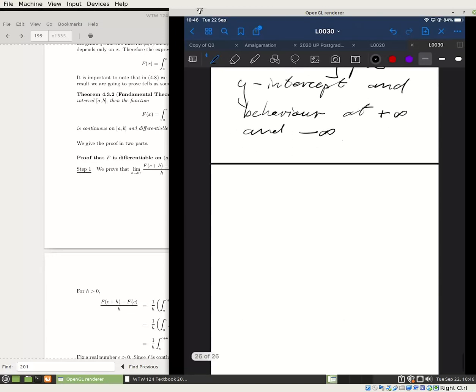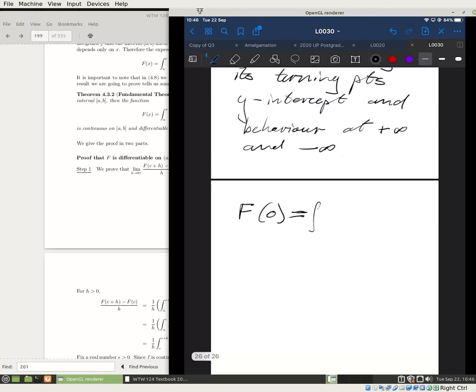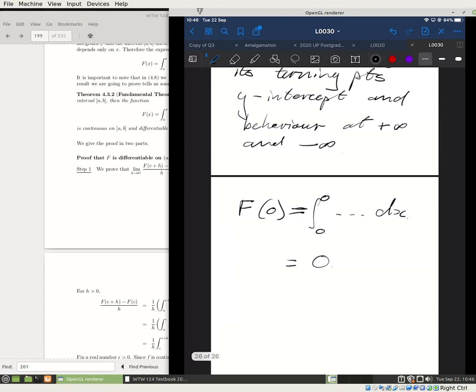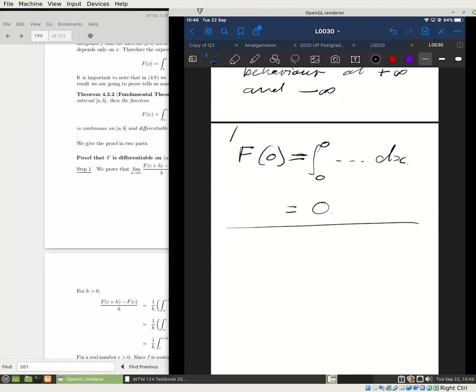Okay. Let's start with the y-intercept. So the y-intercept is where the x coordinate is 0. So f is defined as the integral from 0 to 0 of whatever, but our bounds are the same, so that is actually equal to 0. So in fact our function goes through the origin. Okay, so this is our y-intercept.